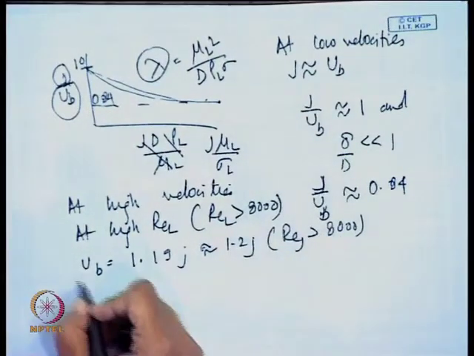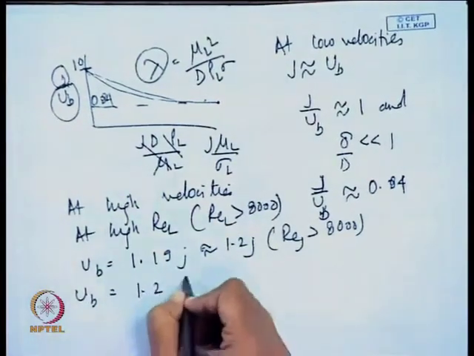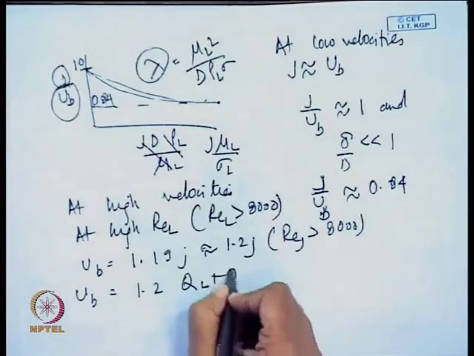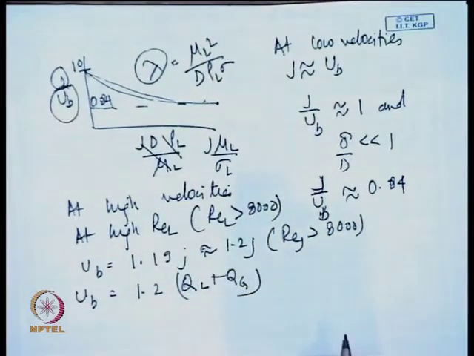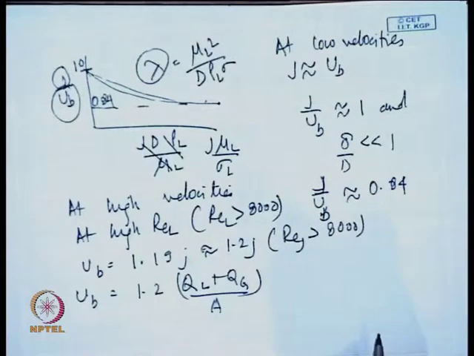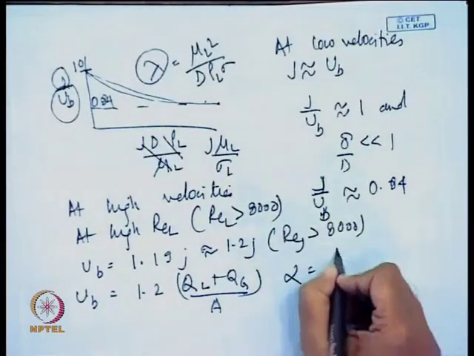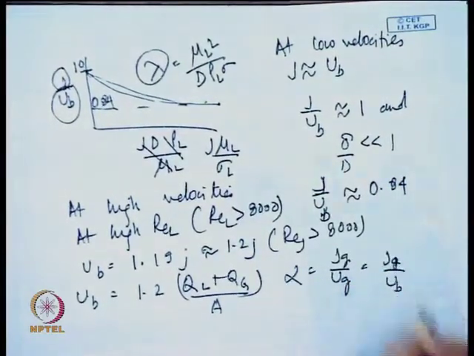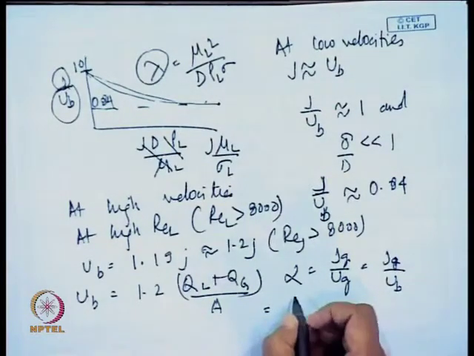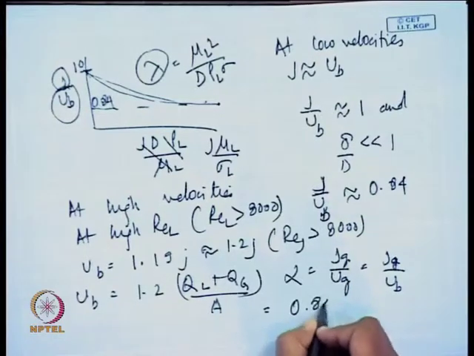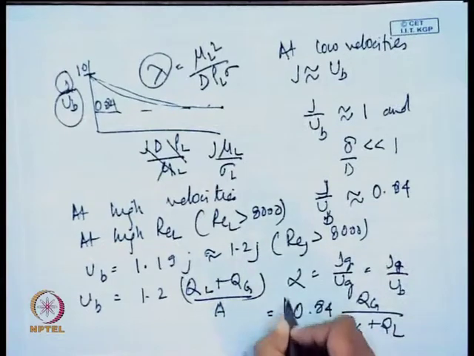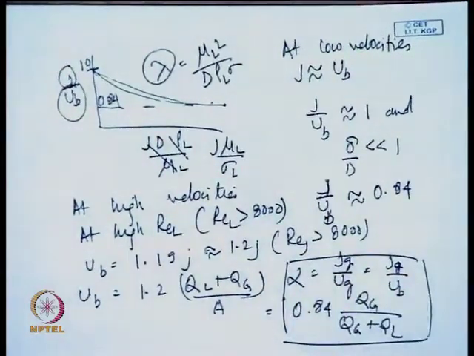So, for those particular cases, UB is equal to 1.2 times (QL plus QG) by A, isn't it? What is alpha? It is JG by UG, or this is equal to JG by UB, correct? So therefore, what is this equal to? This will naturally be equal to 0.84 QG by (QG plus QL). Do you agree with me? Yes or no?